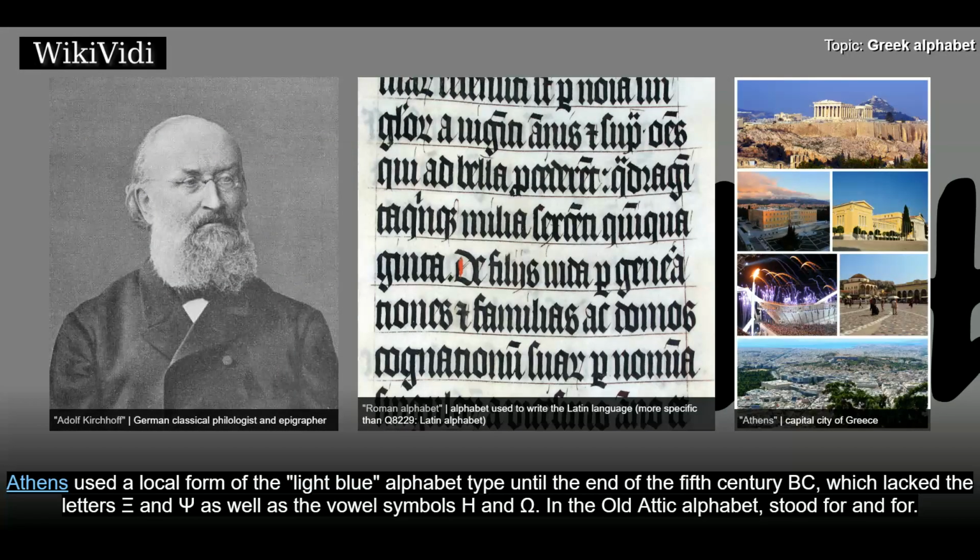Athens used a local form of the light blue alphabet type until the end of the 5th century BC, which lacked the letters psi and xi as well as the vowel symbols eta and omega.